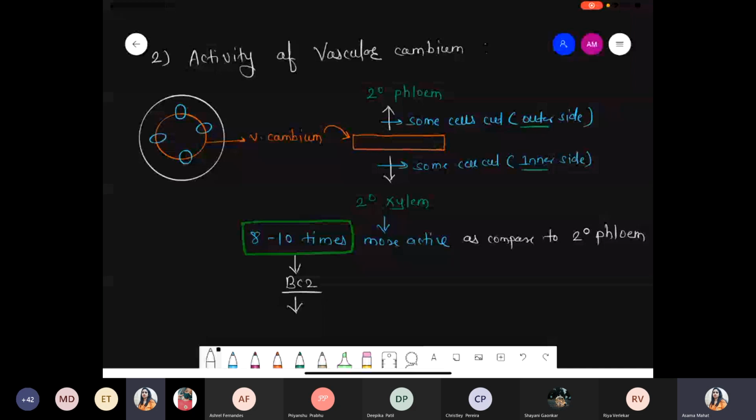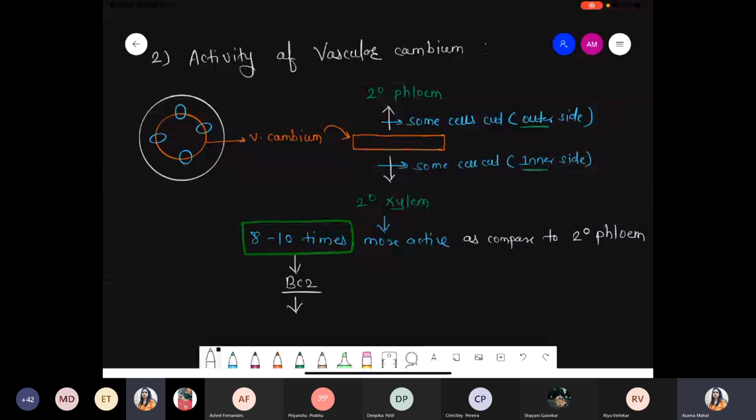So phloem will not be useful for mechanical support. Xylem plays a very important role in mechanical support. Why? Because in xylem we saw that vessels are present, which are dead cells, and tracheids are present, also dead cells. Another, xylem fiber is also present, also a dead cell. Only a single living cell is present, that is xylem parenchyma, also called wood parenchyma, right? So out of the 4 cells of xylem, 3 cells are dead.